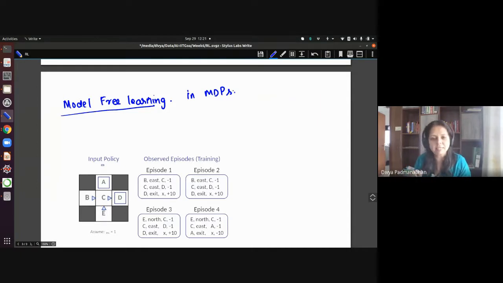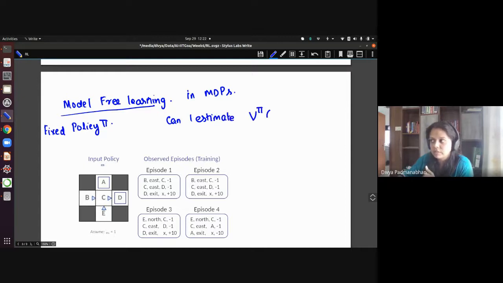Let's start with a slightly simpler problem. Suppose I have a fixed policy pi that's given to me, and I have some samples of this policy. By that, I mean I have some episodes where somebody tried out this policy and told me the rewards they got in each step. Now, with this information, can I estimate V pi of each of the states?